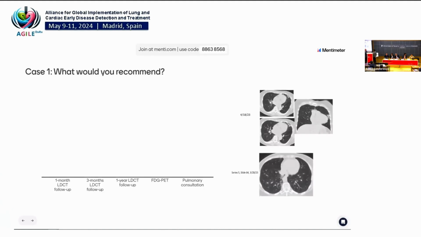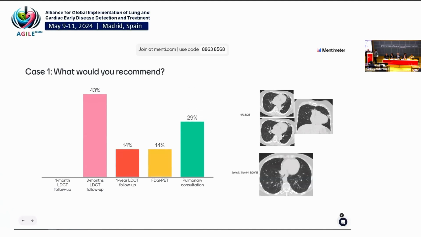And the first question is, what would you recommend now? Would it be 1 month low dose CT follow-up, 3 months follow-up, 1 year, FDG PET, or a pulmonary consultation? Okay, so we'll stop here. 57% thought 3 months low dose follow-up, and the second most popular choice was pulmonary consultation, at 26%. So we'll discuss it in a moment, and then time for questions.